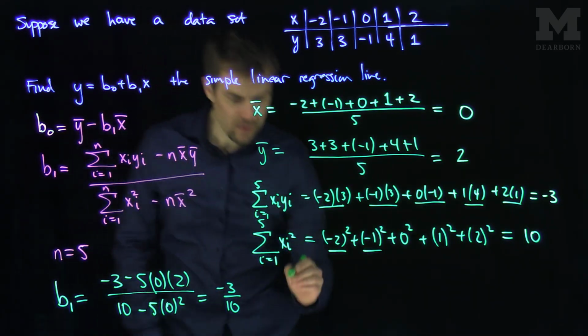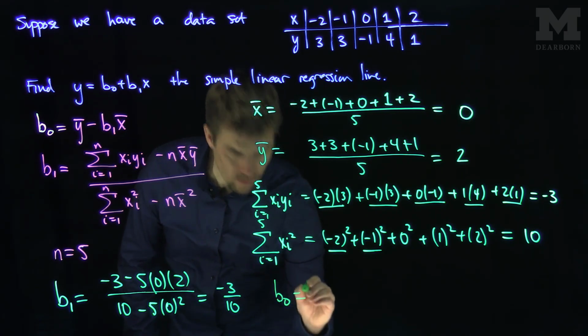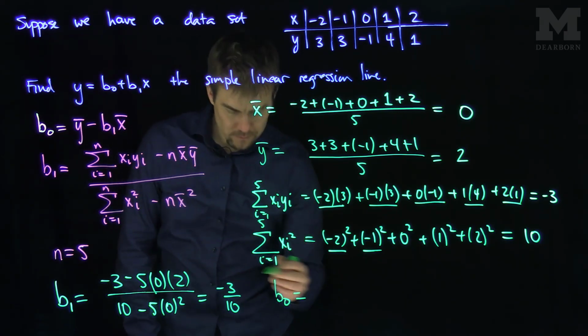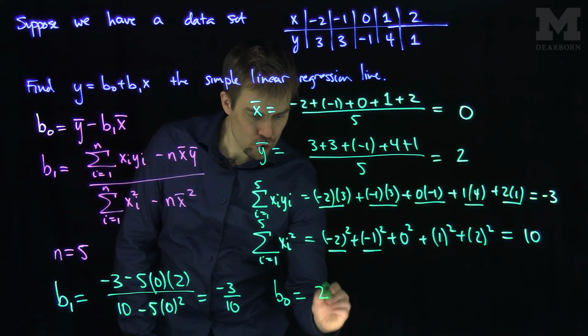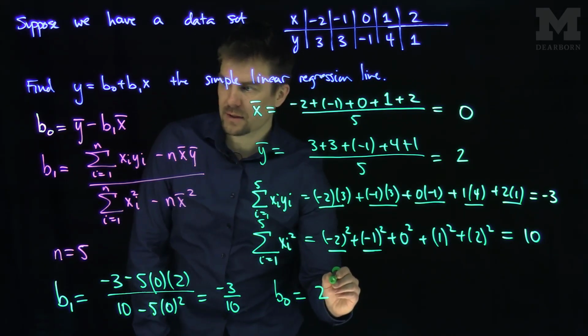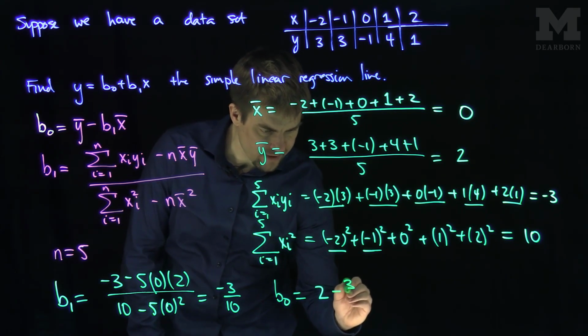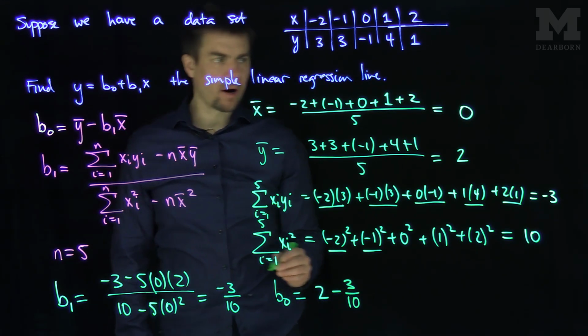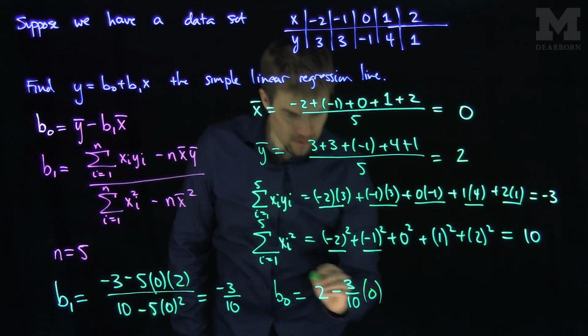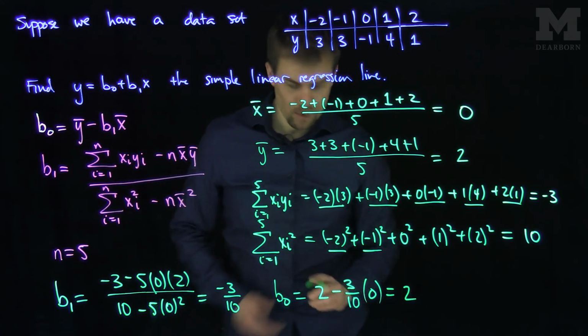Let's find the b0 now. b0 is going to be y bar. So the y bar was equal to 2 minus b1, 3/10, times x bar. But x bar is equal to 0. So my b0 is equal to 2.